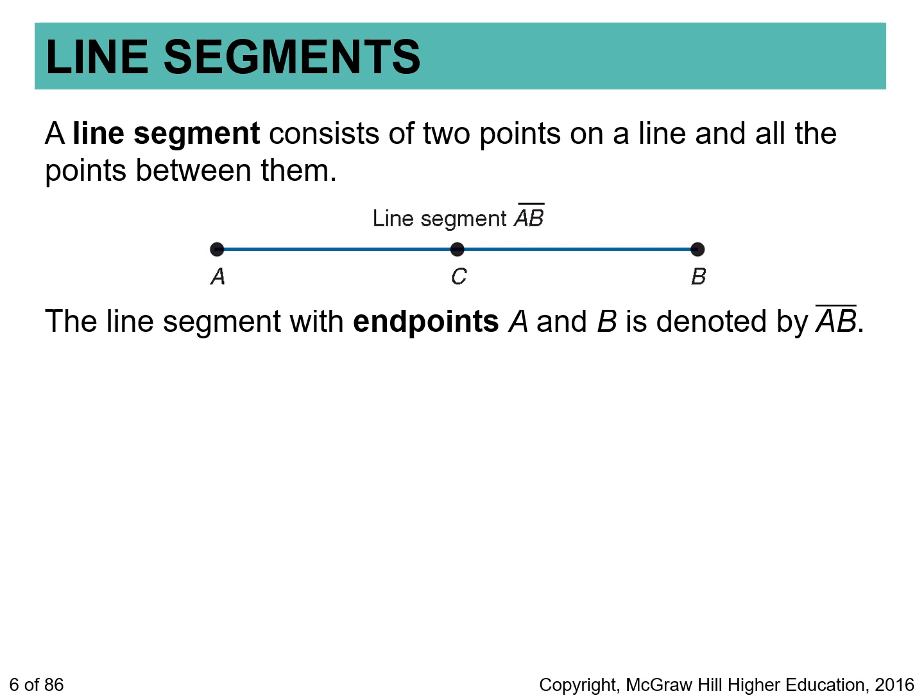Okay, the next word is line segment. Notice on a line segment, it's part of a line, so it has two endpoints, no arrows. Also notice that the symbol changes. So the symbol is a straight line over AB.